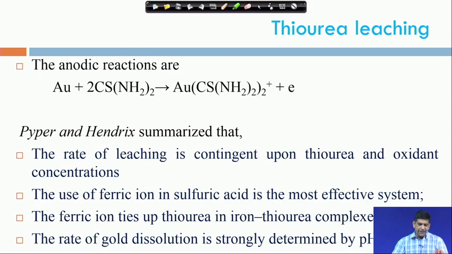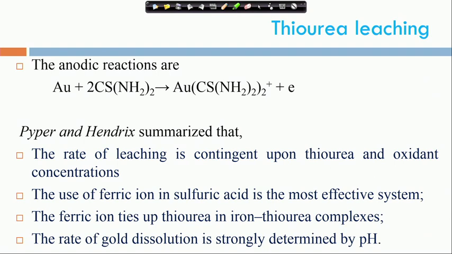At the anode, the reaction taking place is that gold reacts with thiourea and gets a positively charged complex. There has been a lot of research in this area on the conditions under which it works better. You have the rate of leaching, which means the rate at which things move from the solid phase to the liquid phase. Once something is charged, it is in solution. So this gold thiourea complex is in solution.